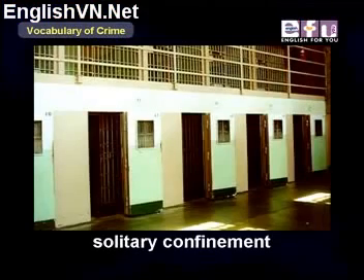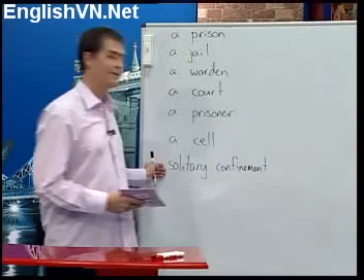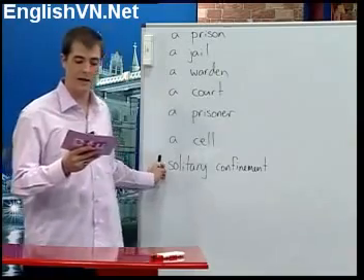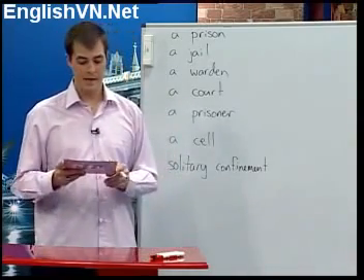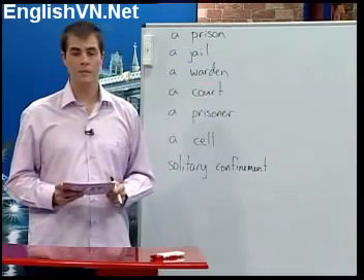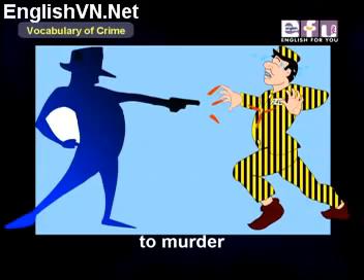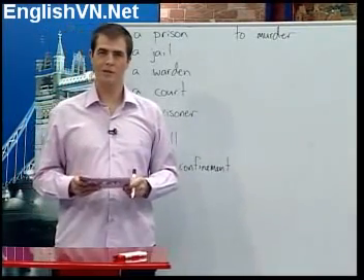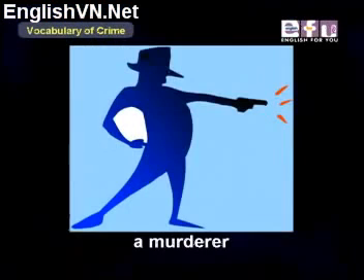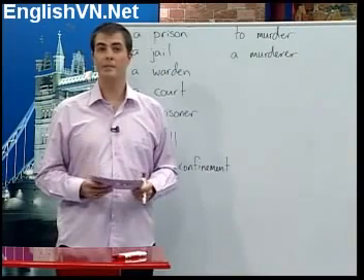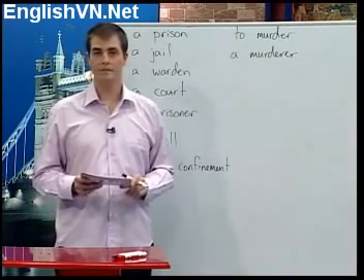Next we have solitary confinement. It's an additional punishment for a prisoner. This means that the prisoner is kept alone and is not allowed to see anyone. Okay, we have a verb now. The verb is to murder. To murder is to kill someone deliberately and illegally. And now we have a murderer. A murderer is a person who commits murder.